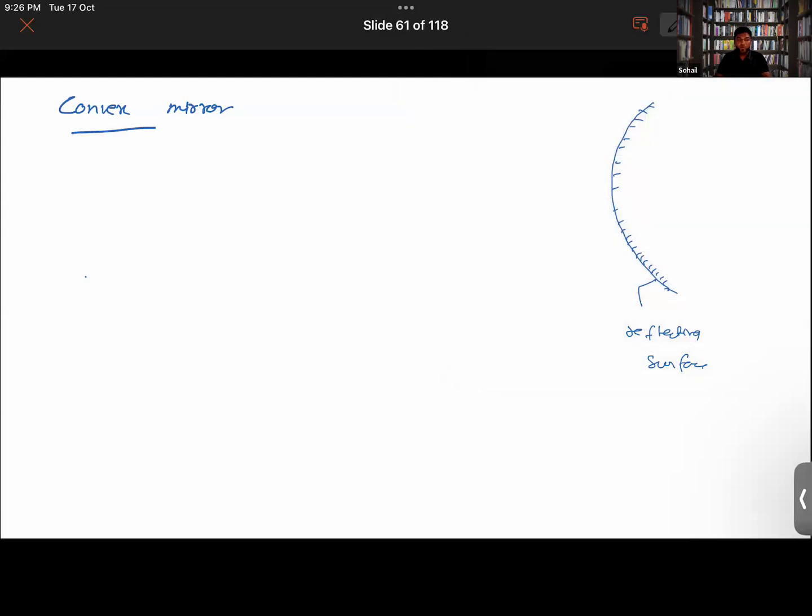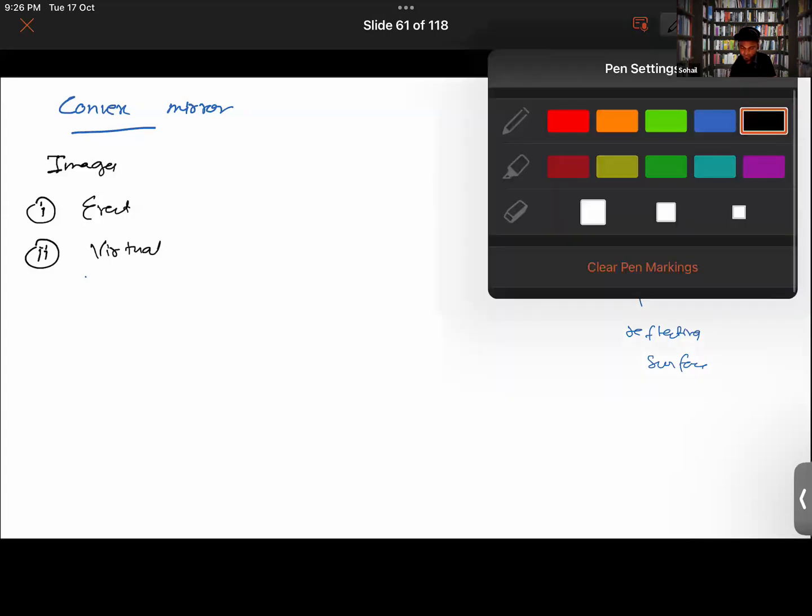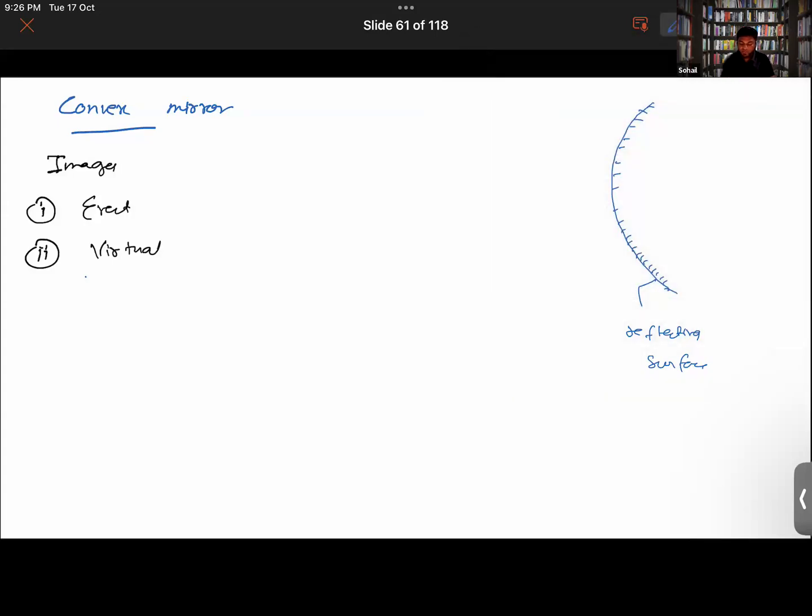Here in the case of a convex mirror, what happens? The images that are formed will be erect in nature. Images are erect. And the second thing about it is that it is virtual. How is it virtual? Let's again take the example of the sun. The sun's rays that are falling on this convex mirror will be converged to a point.